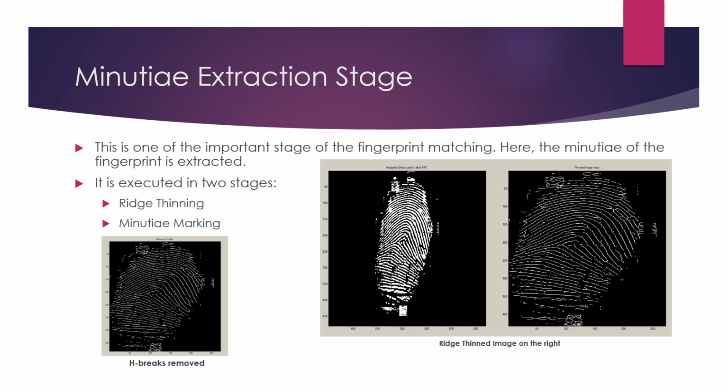Next is the minutiae extraction stage. This is one of the important stages of fingerprint matching. Here the minutiae of the fingerprint are extracted. It is executed in two stages: ridge thinning and minutiae marking. So the figure on the right is the ridge thinned image. The binarized image is fed to this stage, and what the ridge thinning does is clear. We can clearly see all the thick ridges have been replaced by thin lines. There is also another figure which shows the output after edge break removal.